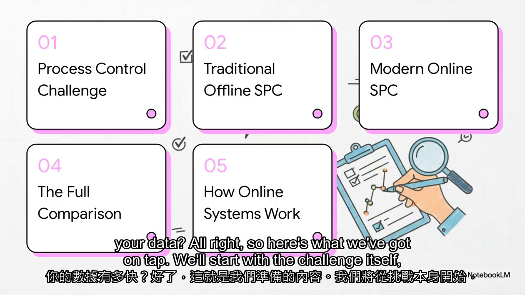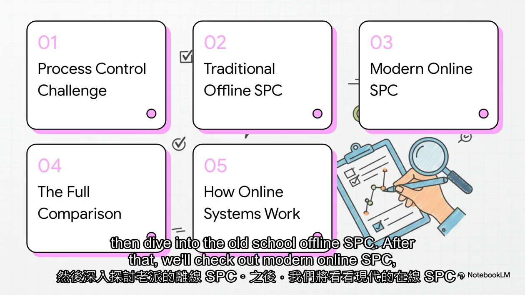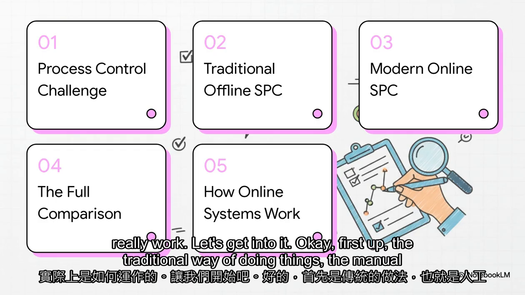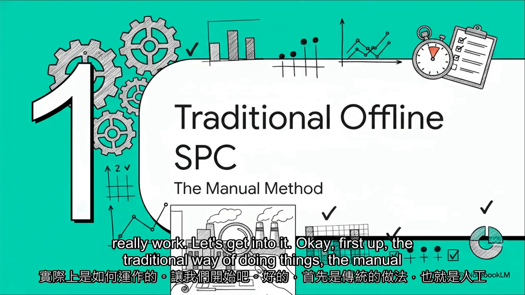All right, so here's what we've got on tap. We'll start with the challenge itself, then dive into the old-school offline SPC. After that, we'll check out modern online SPC, compare them side by side, and then we'll even peek under the hood to see how these new systems really work. Let's get into it. Okay, first up, the traditional way of doing things, the manual method.